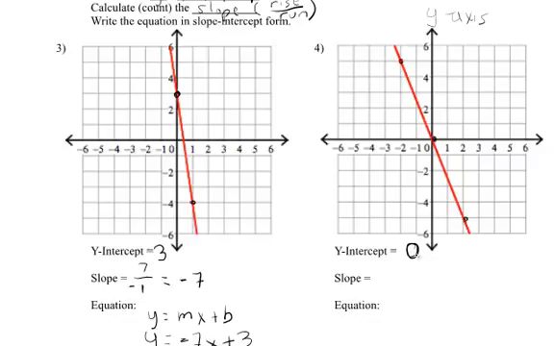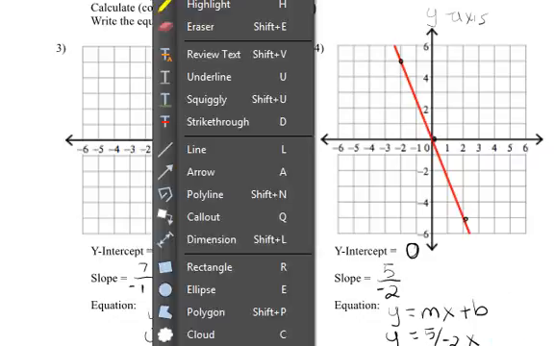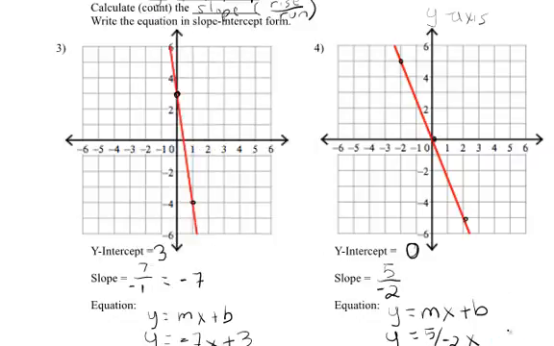Let's use these two. So, how many do we have to rise to get from this point to this point? 1, 2, 3, 4, 5. How many do we have to run? 1, 2. We're going left, so it's negative 2. Okay, so our equation is y equals mx plus b. Y equals 5 over negative 2x plus 0. So it's plus 0, so we don't even actually need that last part. We don't even need to write it. We're done for that one.